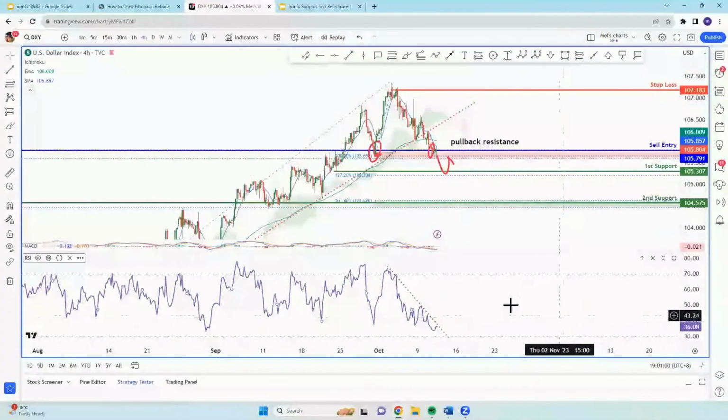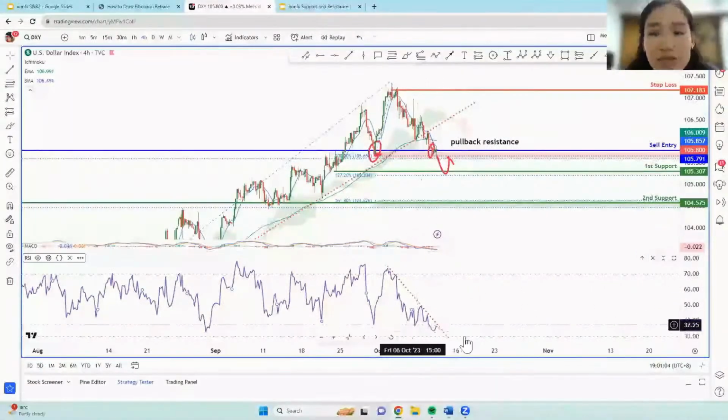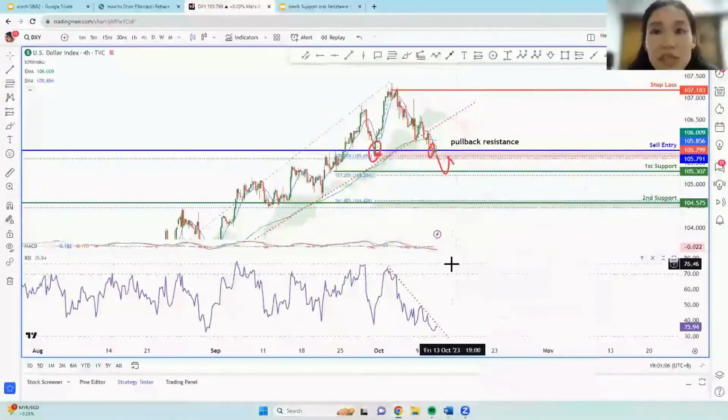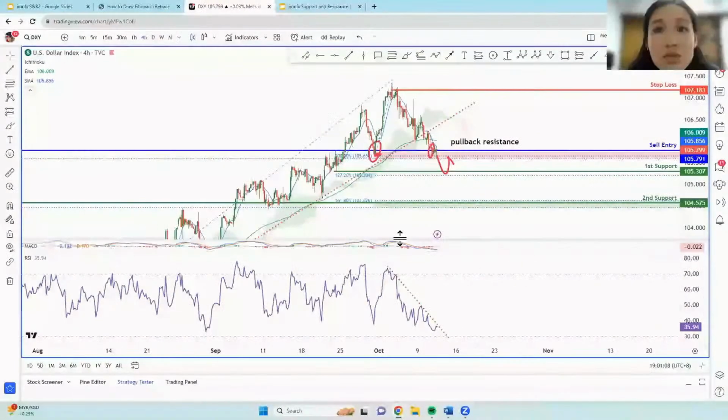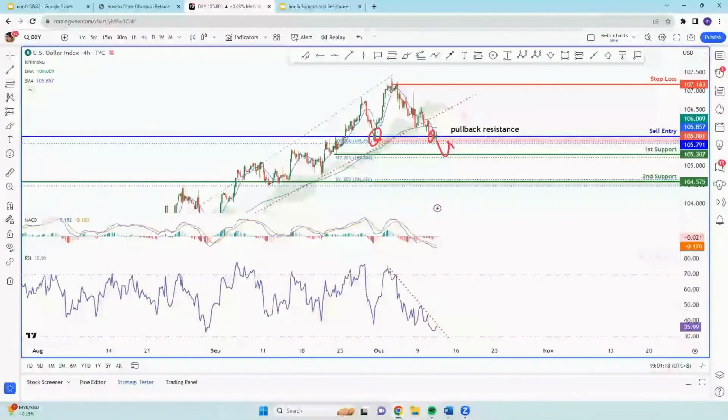Another way is by looking at divergences, but we have another webinar for that, so you can stay tuned. We'll go more in depth then, because I don't have the time right now. Those are the three ways that you can use RSI.